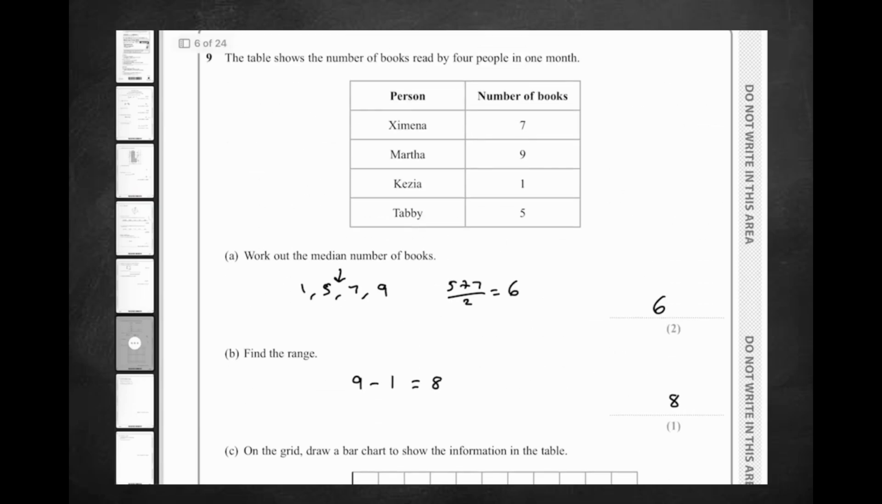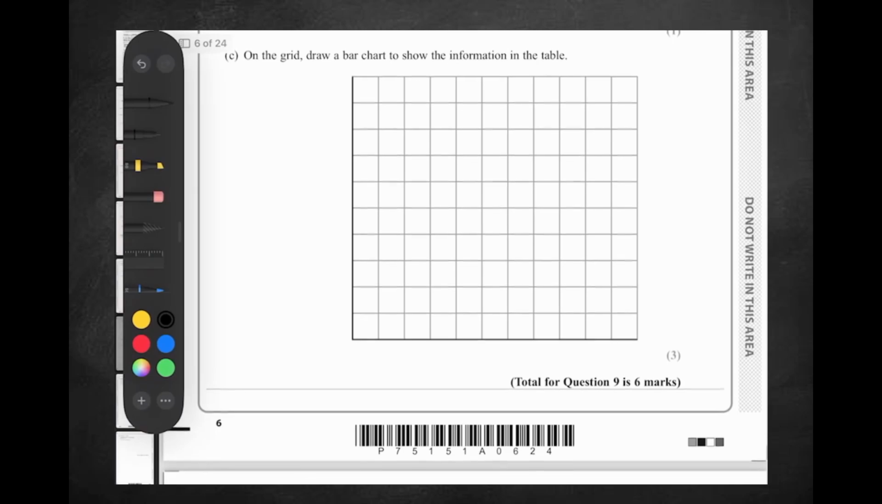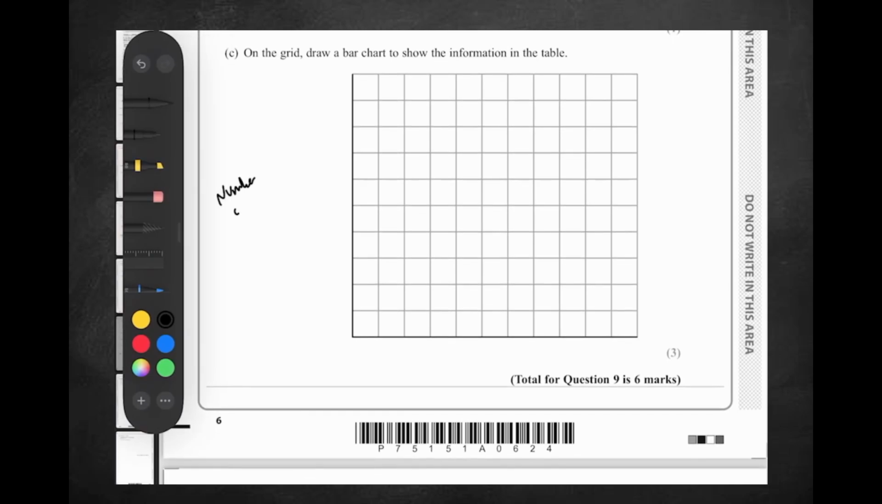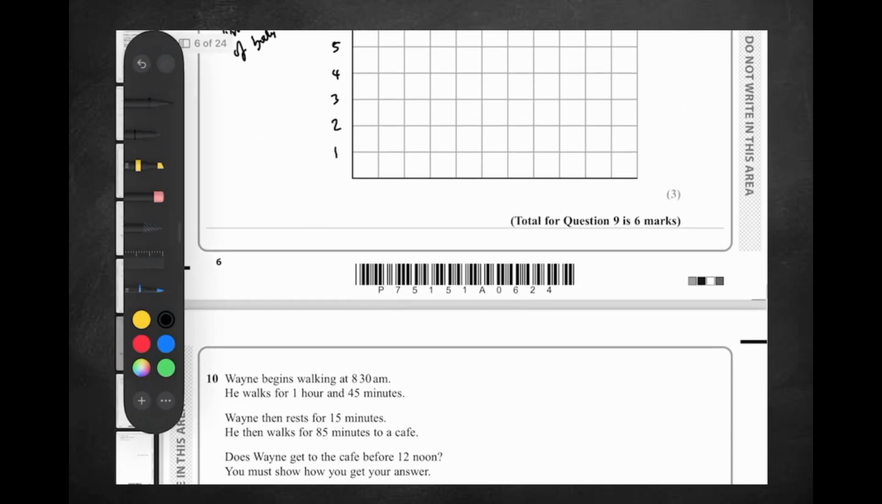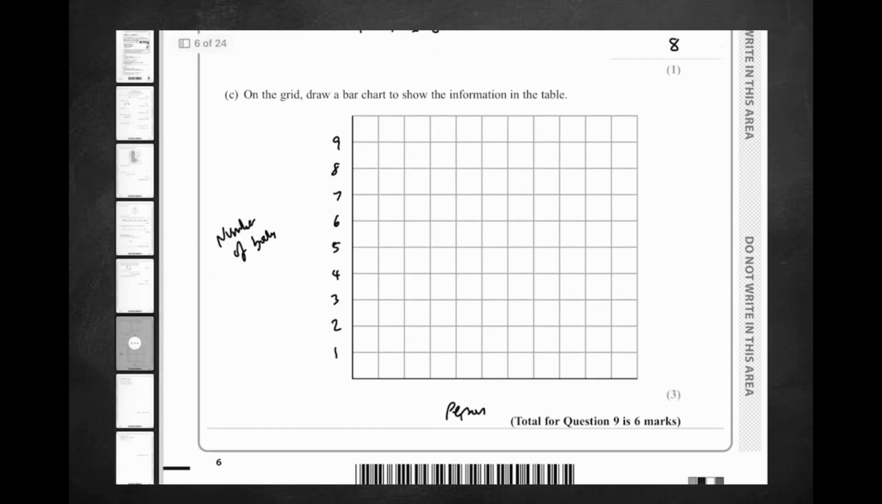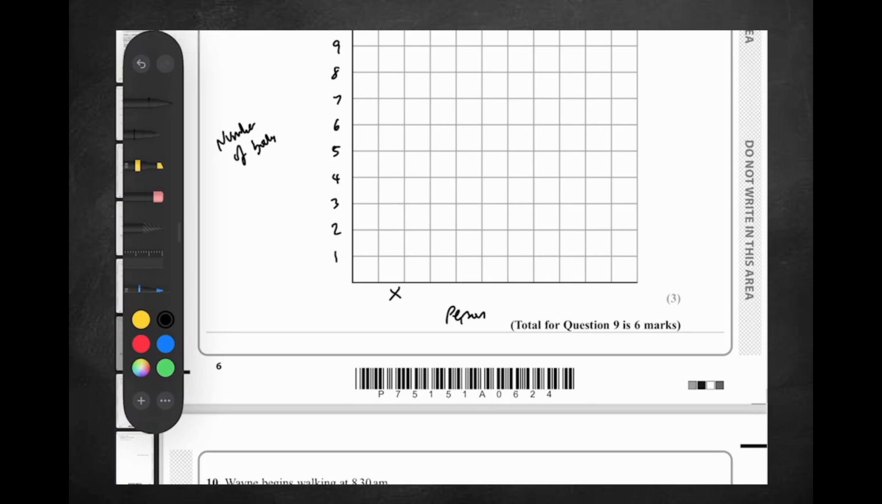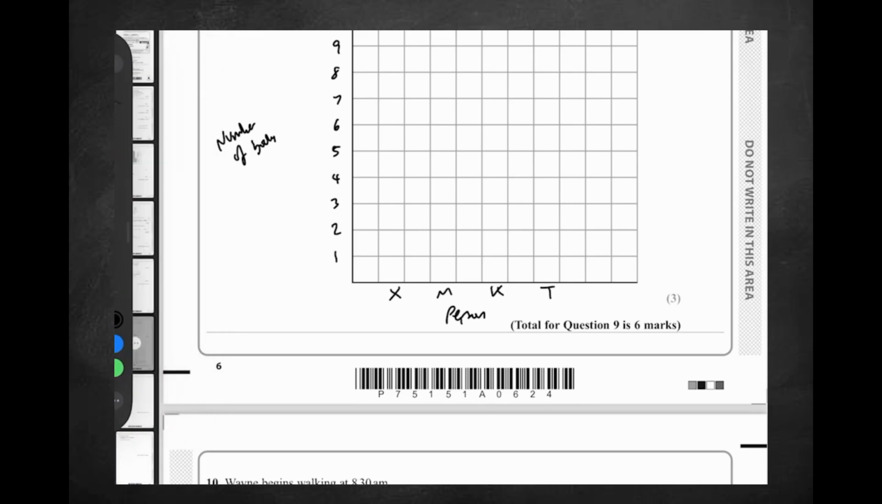Part C, on the grid, draw a bar chart to show the information in the table. Okay, so we'll start by labeling it up. So number of books on the y-axis. Number of books. And we need to go up to 9, as we know that's the highest number. And then we're going to label person on the bottom. And we've got Zamina, Martha, Kezia, and Tabby. So I'm going to say Zamina, Martha, Kezia, and Tabby, making sure that the gaps between them are consistent.